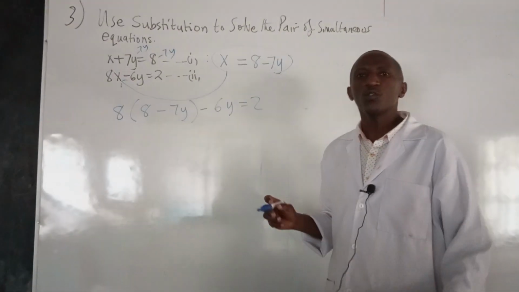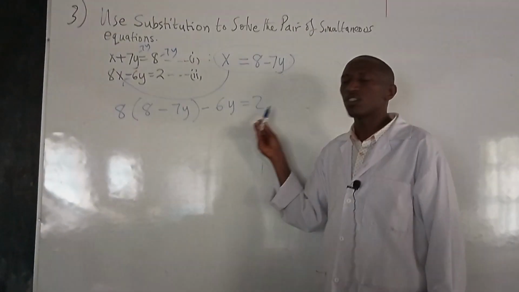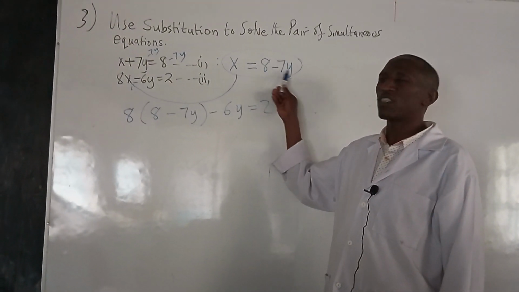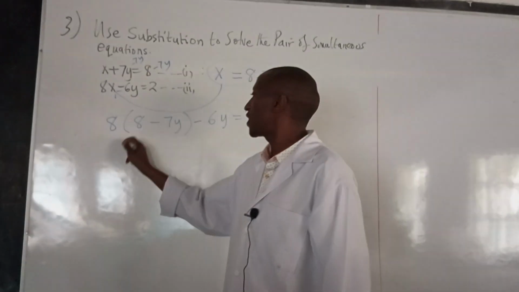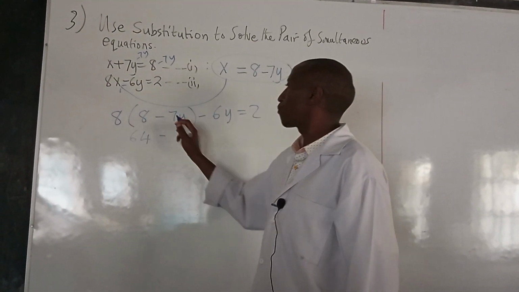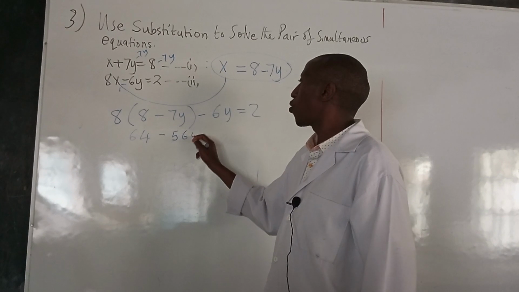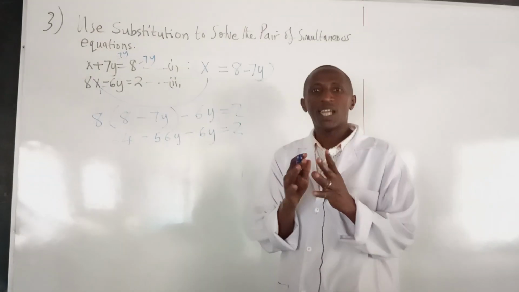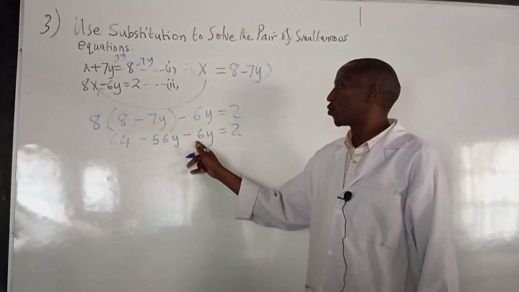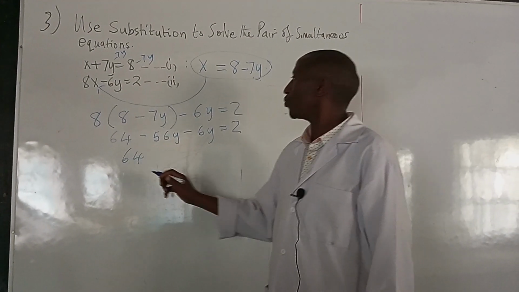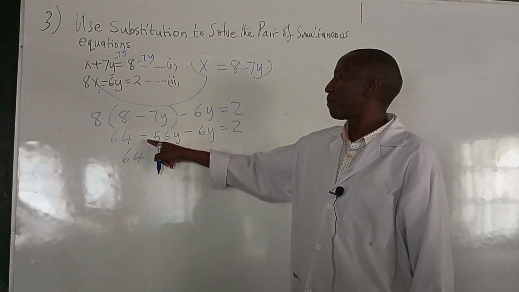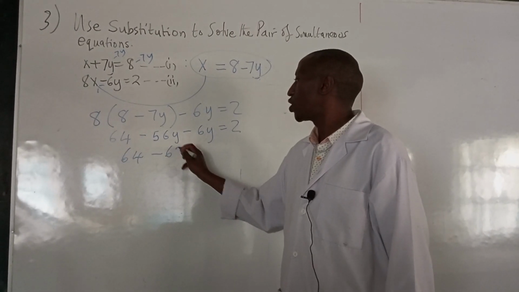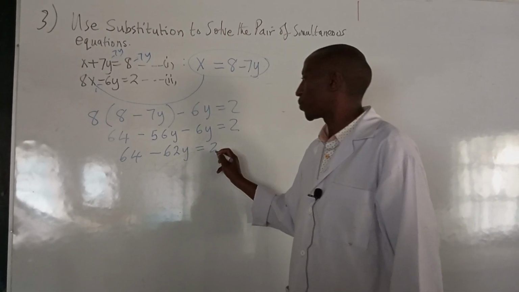Now, viewers, I would like you to notice that the equation does not now have x, because the expression for x has been substituted with this part. So we open the brackets, we get 64 minus 56y minus 6y is equal to 2. Put like terms together, where we have these two. So we get 64, and then we have minus 56y, subtract 6y, that gives you negative 62y is equal to 2.